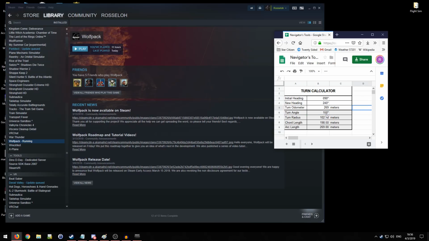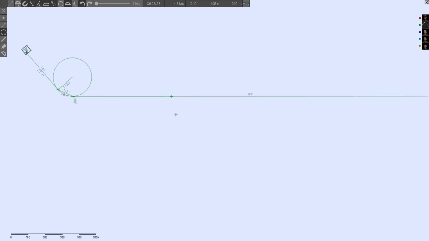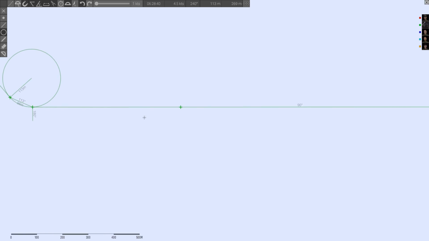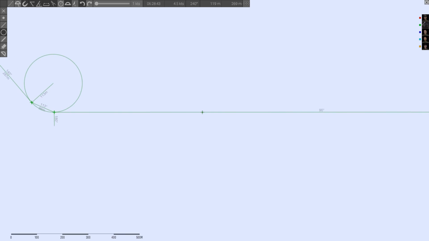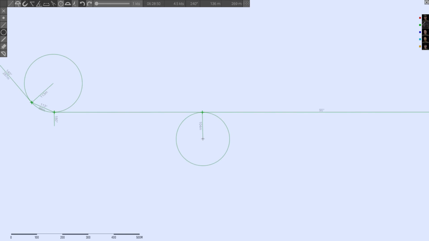Alright, so we have a turn radius of 102.75 and a chord length of 198.5. So 103 meters on the radius, and that is a right turn. Again, reverse compass enabled. Right turn means 90 degrees to the right, and what was that again? 103. Usually I have this on my other monitor so I don't have to keep alt tabbing. So 103 meters, 90 degrees to the right.